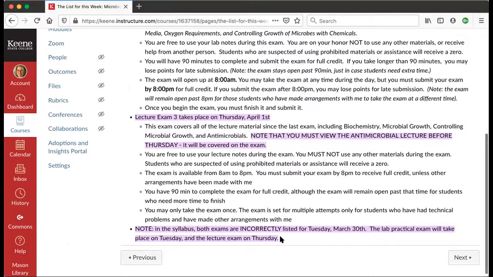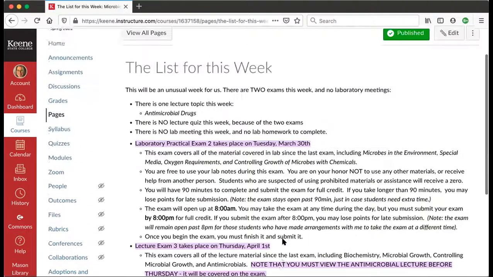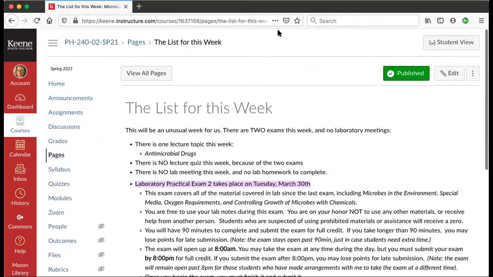I did want to also just point out that there's a mistake in our syllabus that I just caught. In the syllabus, it lists both exams for Tuesday, March 30th, but that's not how it's done. On Tuesday, you'll do the lab practical exam, and on Thursday, you'll do the lecture exam. So if you happen to see that in the syllabus, don't panic.